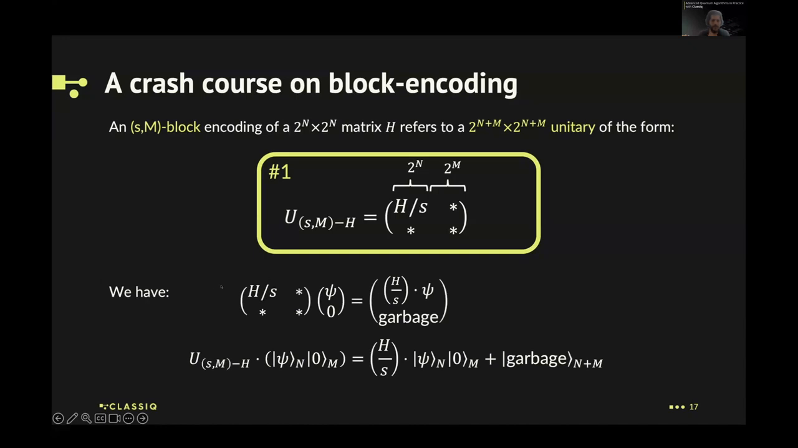And the idea is that if I apply this unitary on some psi and 0, then on this part of the vector I have H psi. If you write it with bracket notation, what you will find is that if you apply it on psi, where psi is of size n and this quantum variable is of size m, then the 0 part will be coupled to H times psi with some garbage.